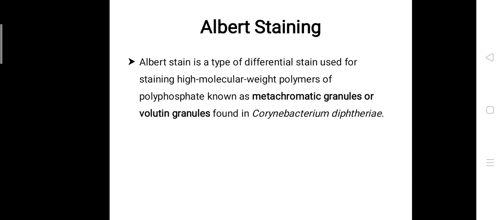It is named as metachromatic because of its property which can change the color when stained with blue stain. When stained with blue stain, they appear red in color. When grown in Loeffler slopes, they produce a large number of granules.